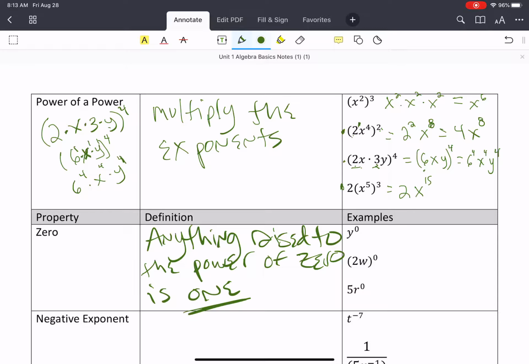Well, careful. Y to the 0 is definitely 1. Notice how because of the parentheses, everything on this one is to the power of 0, right? So that one's 1. But be careful on this one because not everything is raised to the power of 0 on that one. Yeah, the 5 is not because it doesn't have parentheses. So really it's 5 times 1, which is just 5.